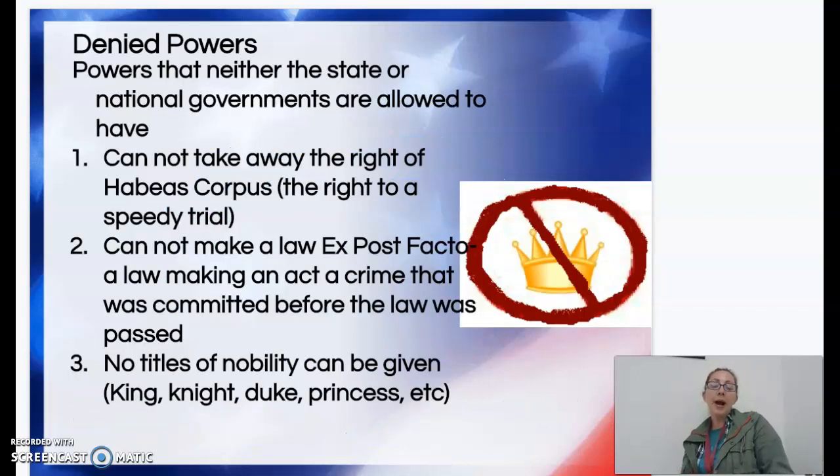Now, there are denied powers. So these are things in the Constitution that no government in this nation is supposed to do. So they're not supposed to take the right of habeas corpus, which essentially would give you a right to a speedy trial. And again, not always the case. That's a lesson for another time. They cannot make a law ex post facto, so that means they can't make an act a crime if it was committed before the law was passed. So if you commit an act and then the government makes it illegal, they can't go back and arrest you for it. It would only have to be if you did it again after they made the law. And unfortunately, I will never be a true princess or lady or lord because we have no titles of nobility.